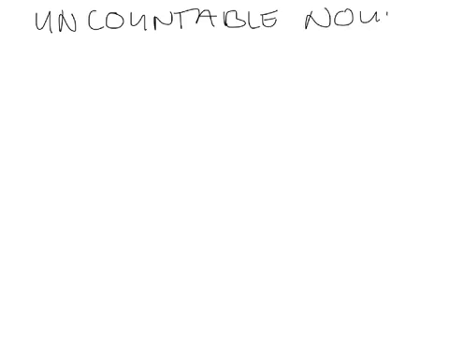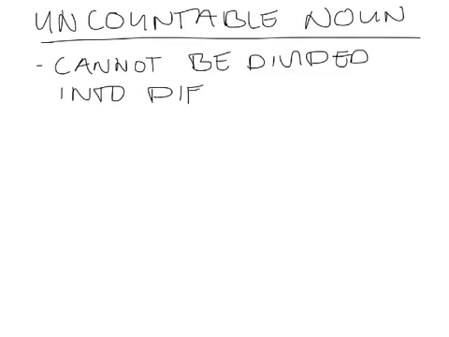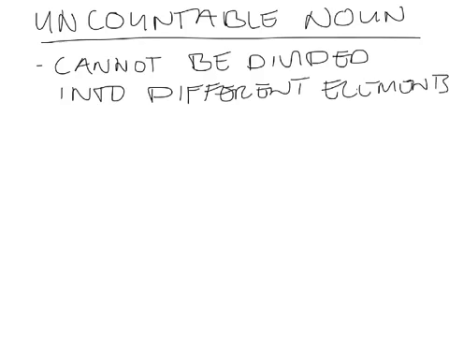Uncountable nouns. What many people use as the definition is that an uncountable noun is not separated into different smaller elements or items, cannot be divided into different elements, which essentially means that we don't consider them, we don't count them.